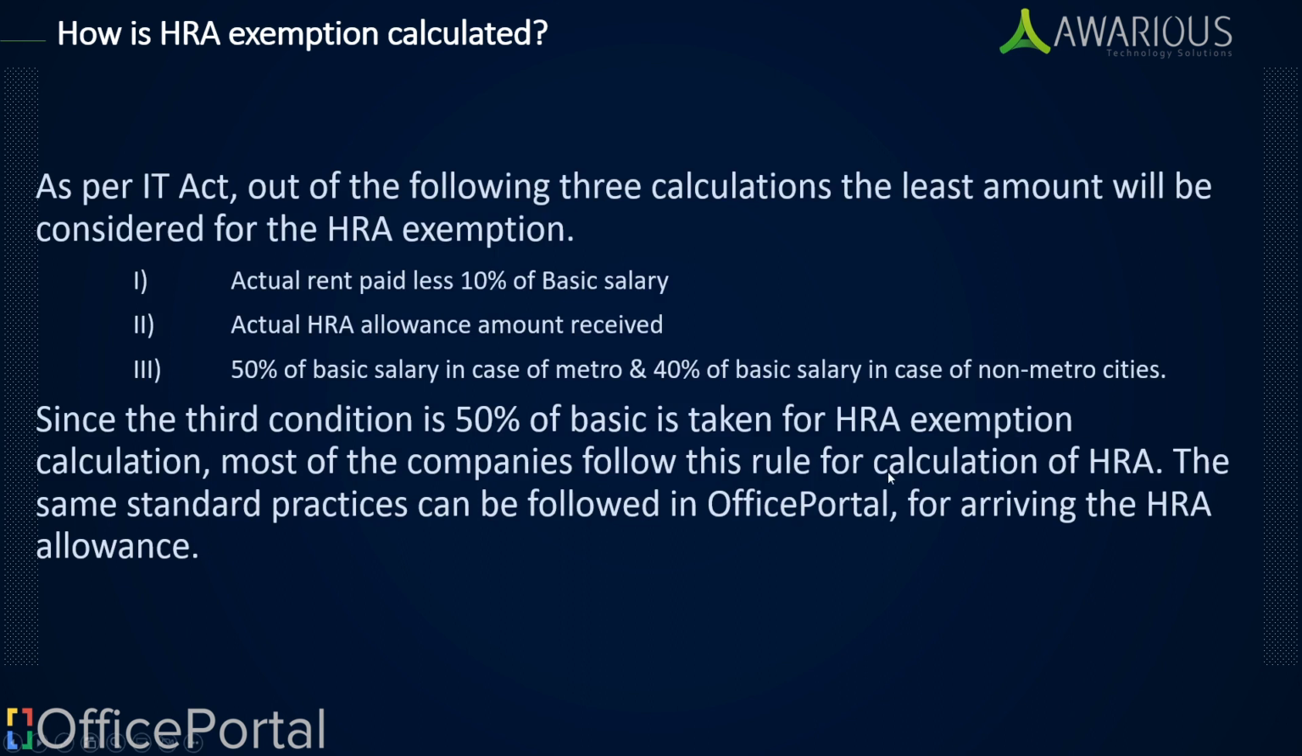If you look at the three conditions in our calculation, both second and third will be the same amount, because we follow the industry practice, or the standard practice, of taking 50% of basic salary for a metro city. So the HRA allowance will be the same, and the calculation criteria will also be the same for second and third. This is followed in most of the companies for calculation of HRA. The same standard practice is also followed in Office Portal for arriving at the HRA allowance. It can be followed, and you can also have a different calculation method. So Office Portal is flexible.